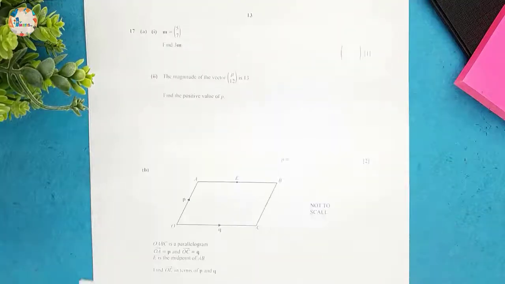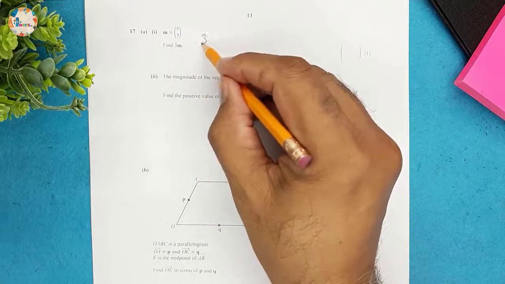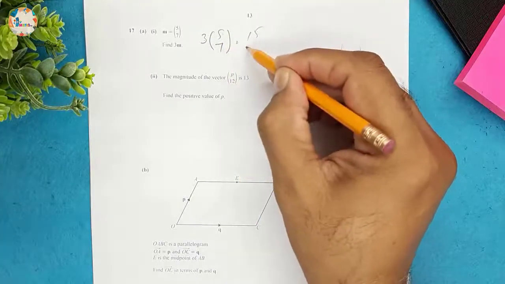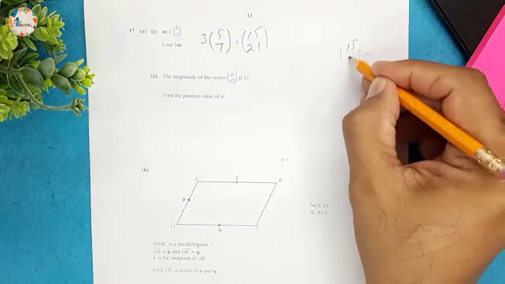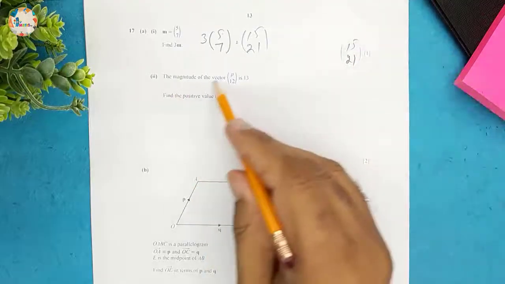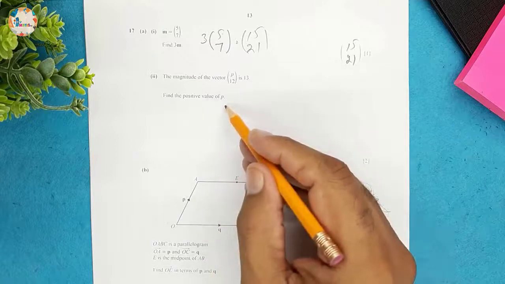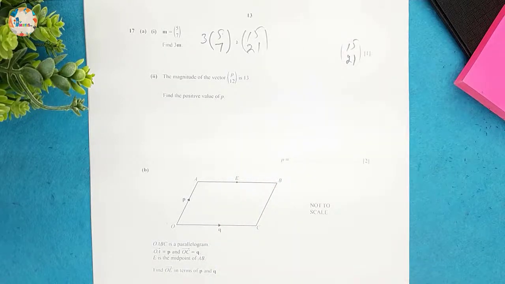Hopefully you got this. So question number 17, m is given, we have to find 3m. So 3 into 5 over 7 will be equal to 15 over 21. So this will be our answer. Then the magnitude of the vector p over 12 is 13. Find the position vector of p.